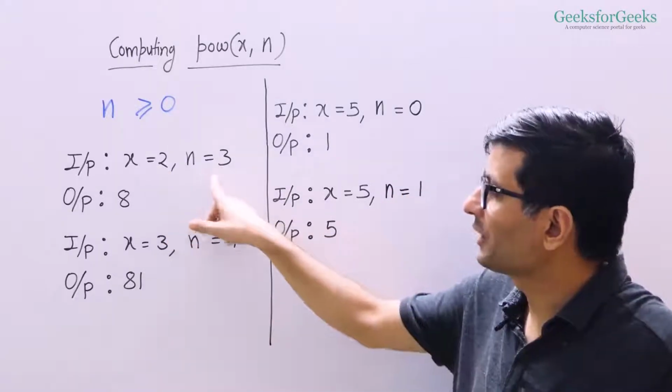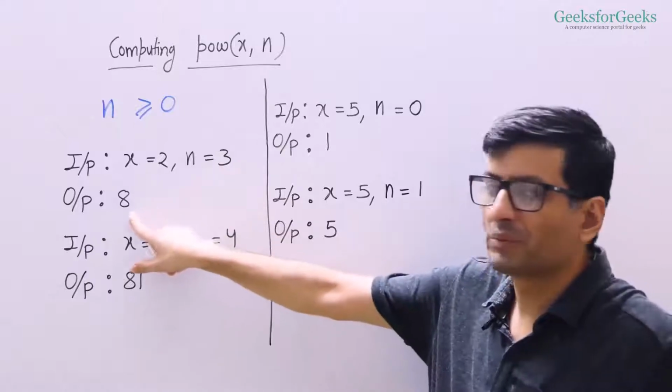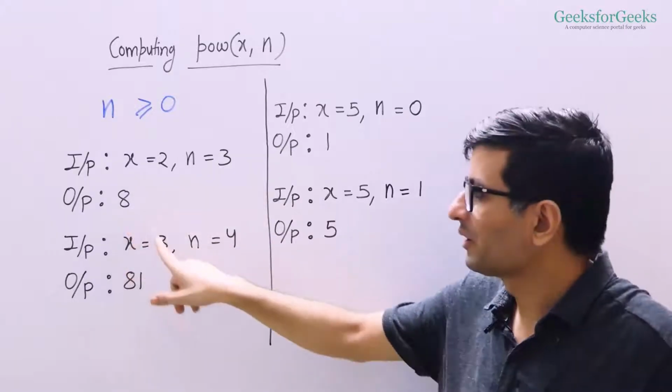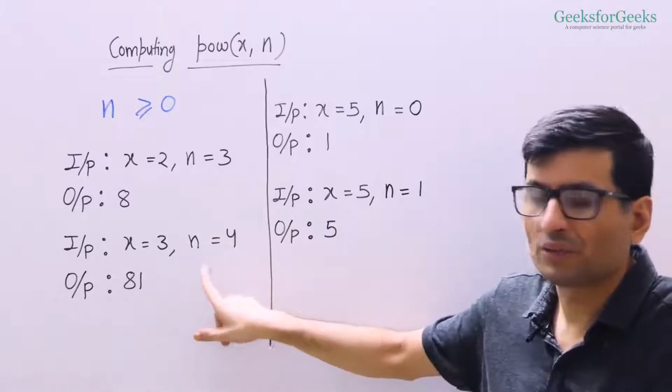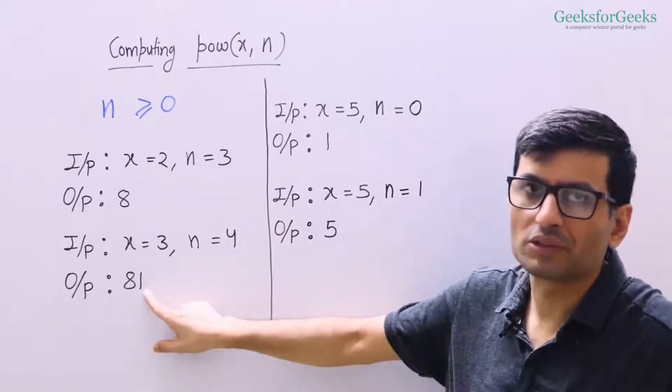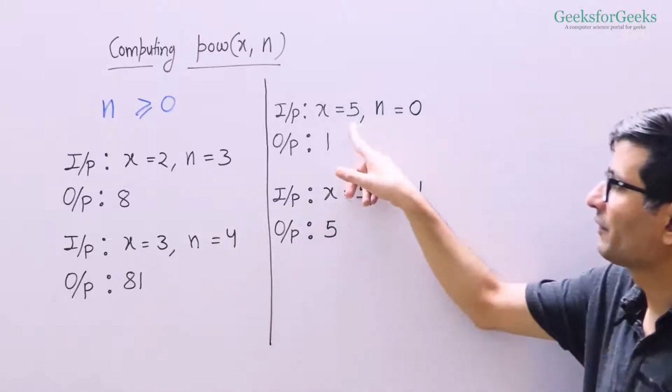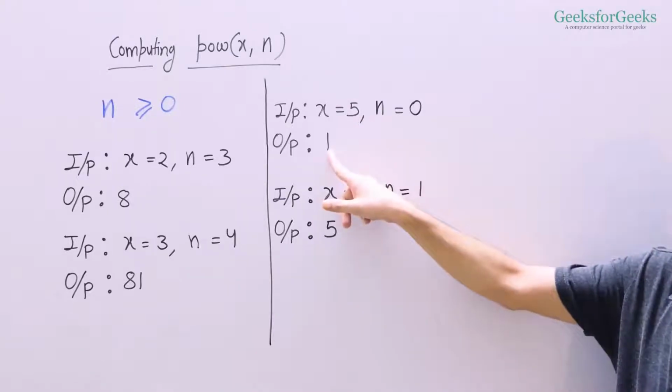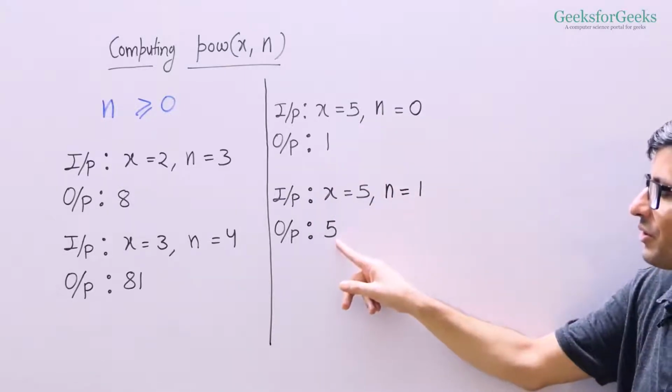If x is 2 and n is 3, our result is going to be 2 raised to the power 3, which is 8. If x is 3 and n is 4, our result is going to be 3 raised to the power 4, which is 81. If n is 0, then our output is going to be 1. If n is 1, then our output is going to be same as x.